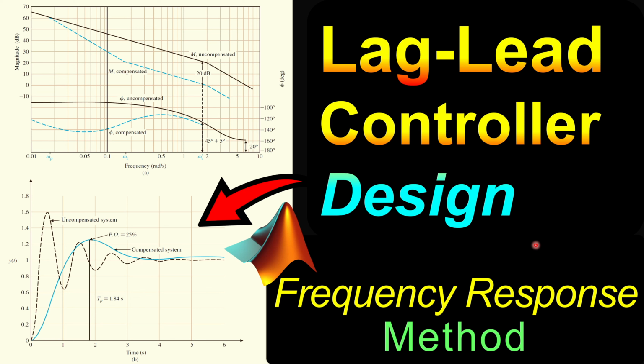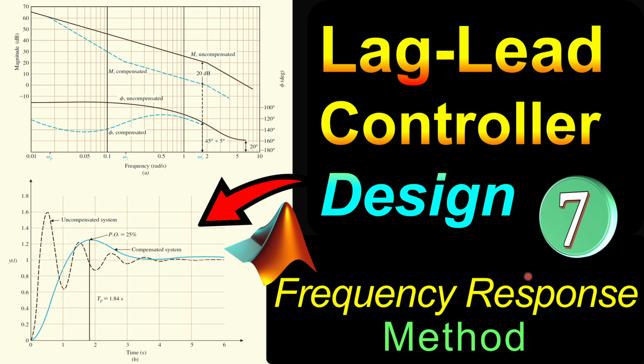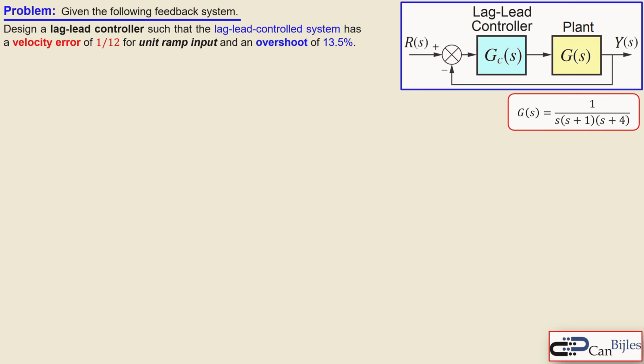Welcome back to a new video about controller design using the frequency response method. This is our example number 7. In this example, we will look at the lag lead controller design using this frequency response method. Of course, we will work out the calculations step by step and also verify these in MATLAB simulations. So let's look at our example.